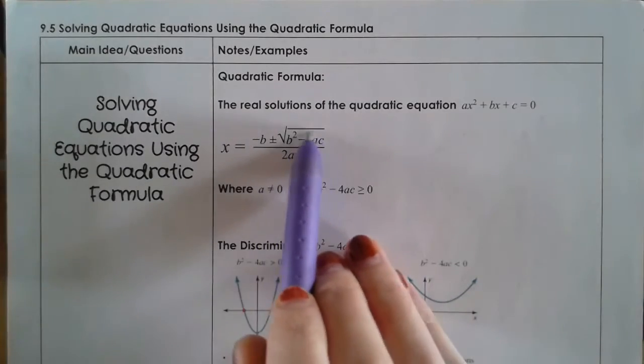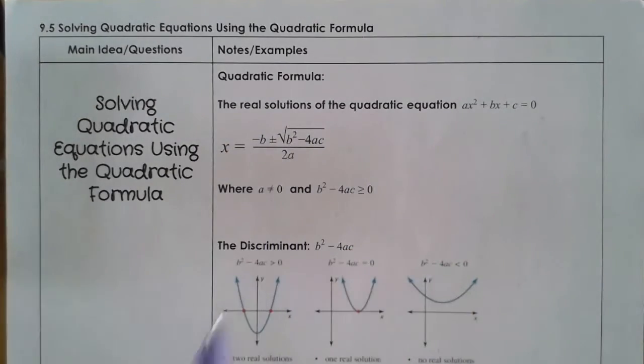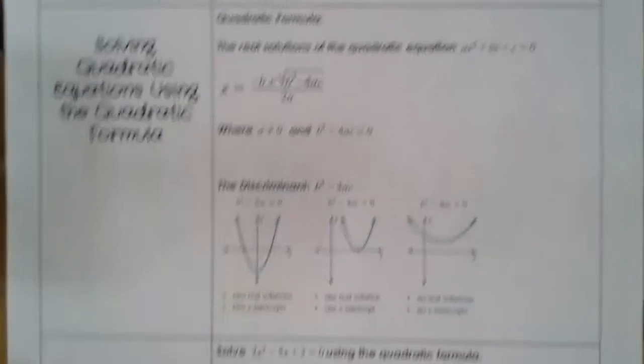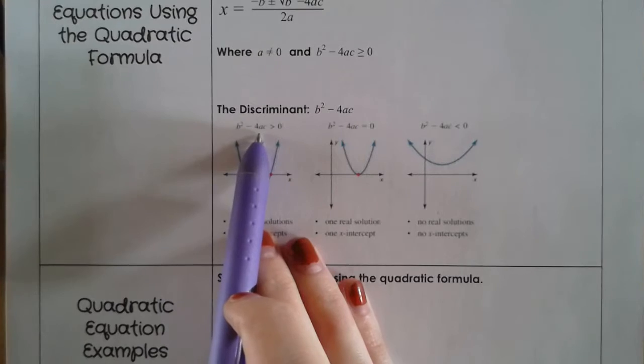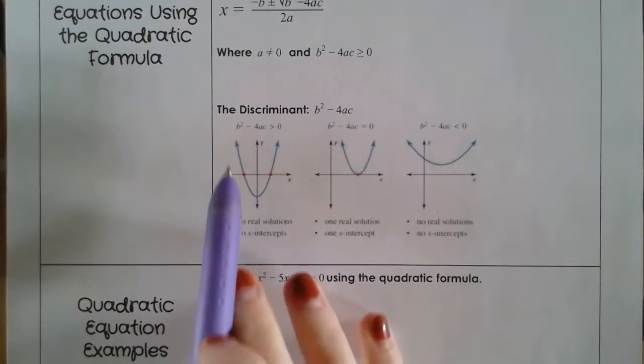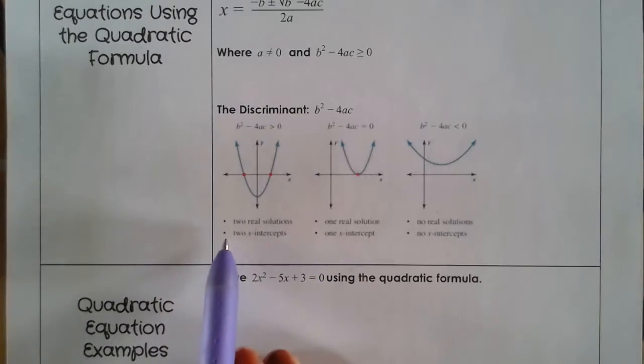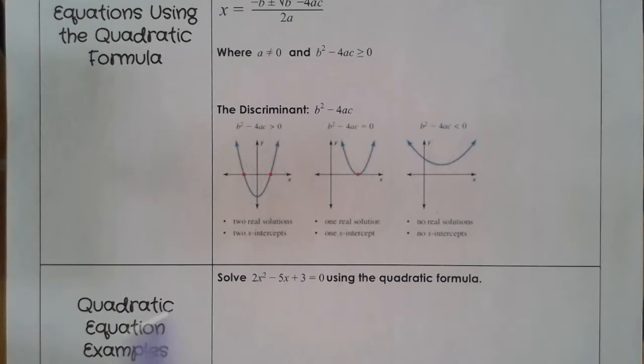So this thing right here, this is actually called the discriminant. So it's everything that's underneath the square root. It's called the discriminant. So let's look at kind of what that means. So the discriminant can tell us different properties about the quadratic. And so here we have b squared minus 4ac is greater than 0. So when that's the case, we'll get two real solutions, which means that we'll get two x-intercepts.